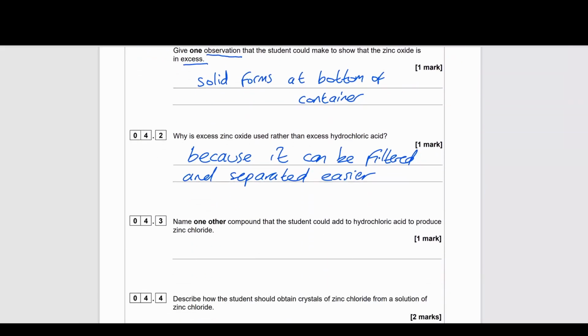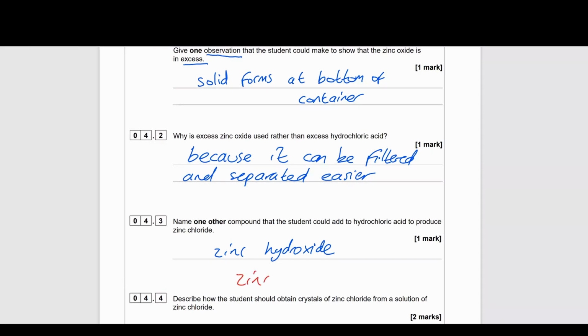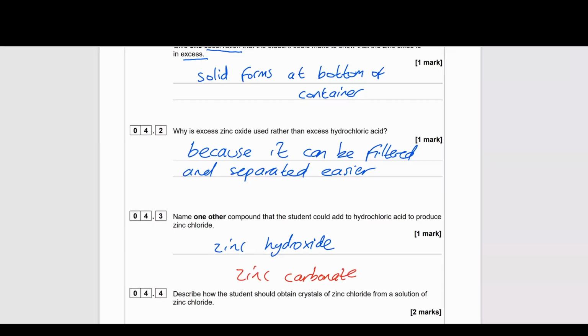So our metal hydroxide then in this case would just be zinc hydroxide. One more, it could be zinc carbonate. Right.